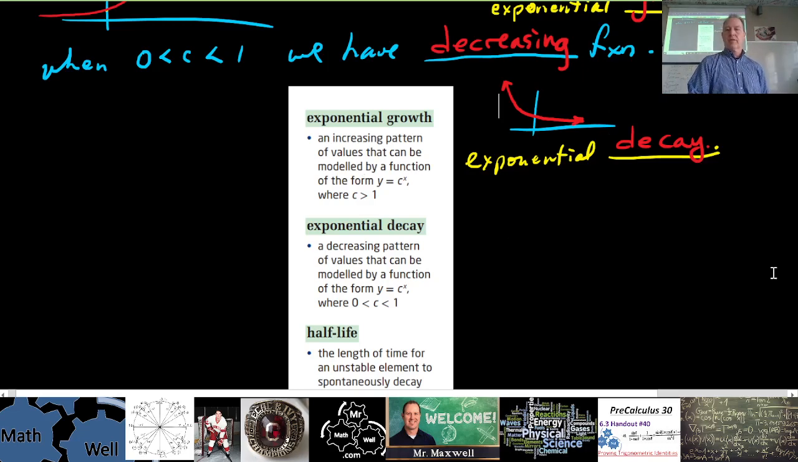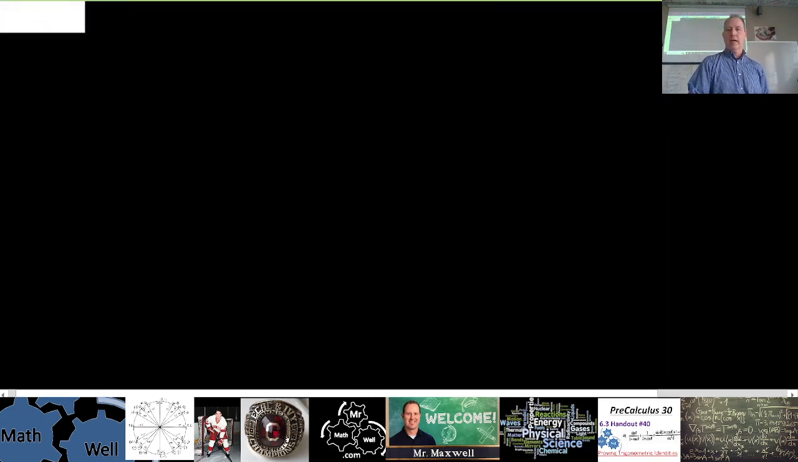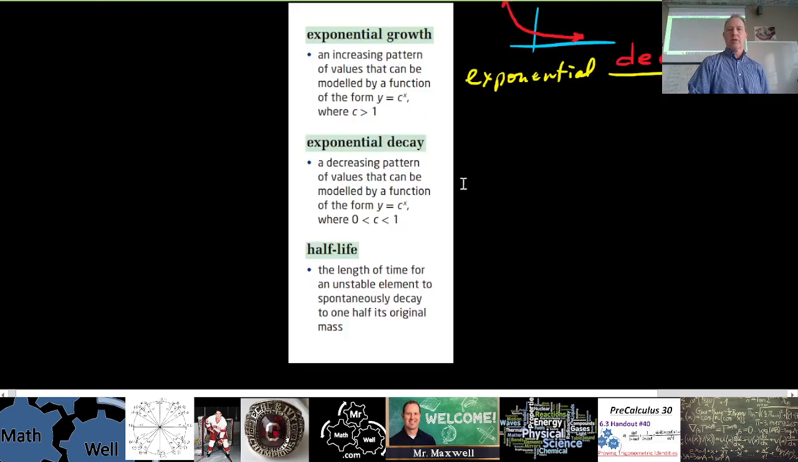So here's some definitions from your textbook. A common application of exponential decay would be half-life, the length of time that an unstable element spontaneously decays to 1/2 its original mass. That's what half-life is in science. So, okay, exponential growth and decay. Any questions?